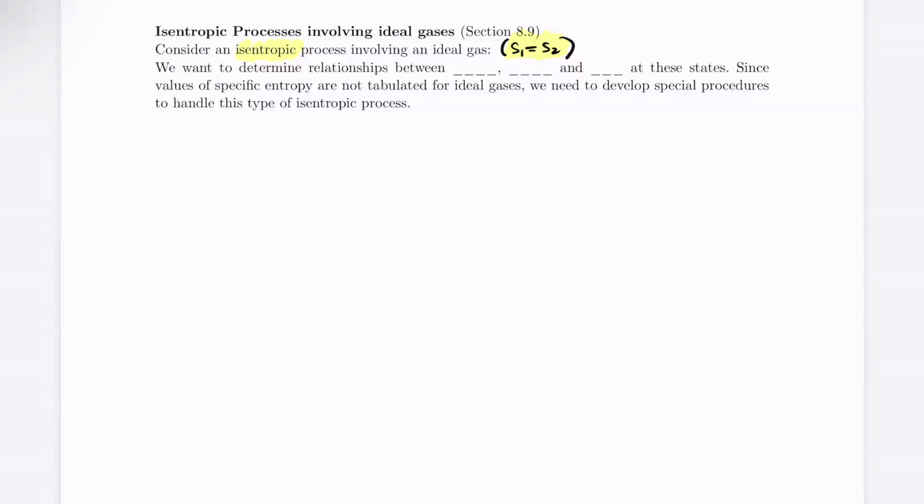Okay, so we want to determine relationships between pressure, I'm just going to write this as P, specific volume, and temperature. All right, and so since the values of specific entropy are not tabulated for ideal gases, we need to develop a special procedure to handle this type of process. All right, and so that's what we're going to do now. So we are going to assume constant specific heat.